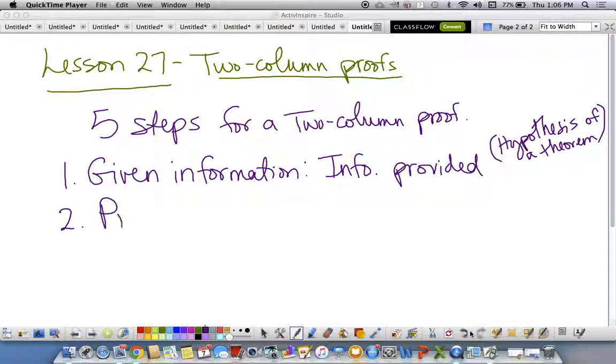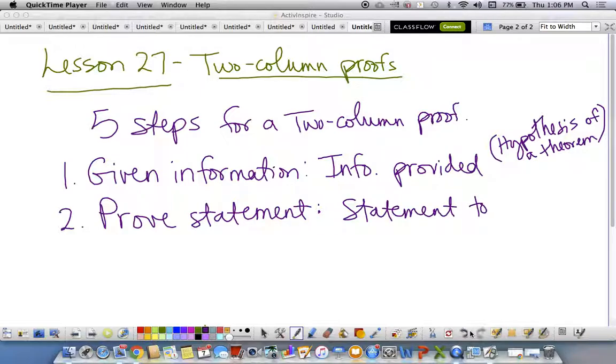Our second step will be what we want to prove. So the proof statement. And it's literally the statement indicating what is to be proved. Statement to be proven. Generally, that's going to be your conclusion if you're doing a theorem. Maybe not. Your first 2 steps.